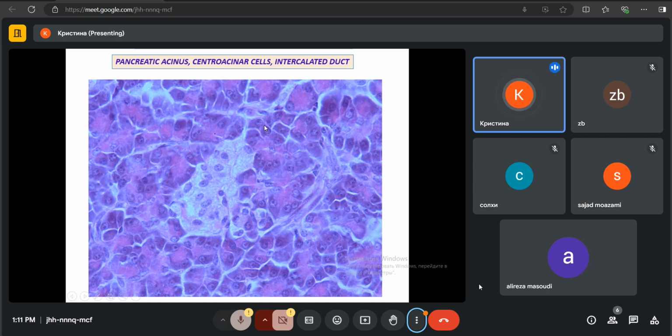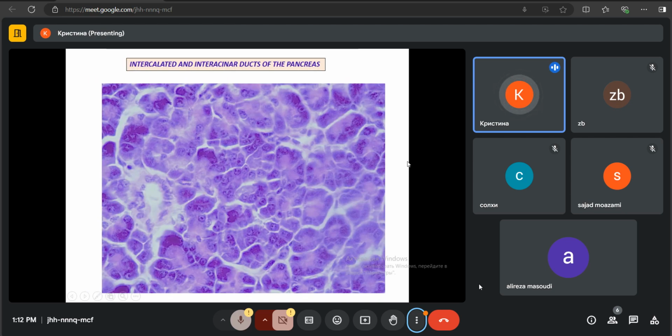After acini, after secretory portions, ducts start. They start with the intercalated ducts. Here we see the intercalated duct. It is composed of simple squamous epithelium, because here we see the squamous cell nuclei of flattened epithelial cells.